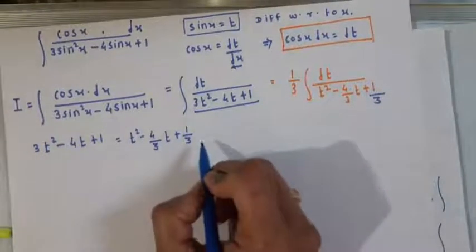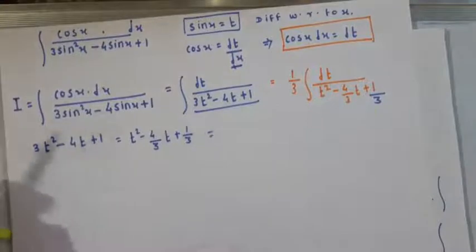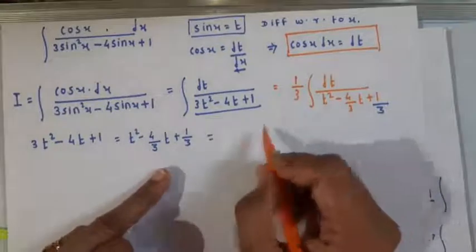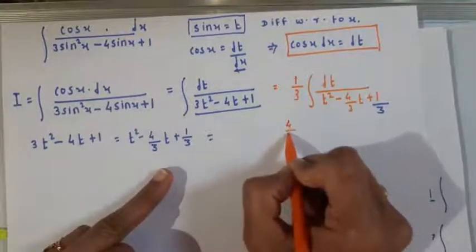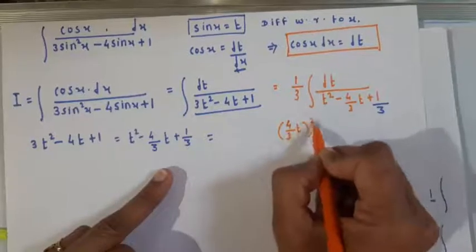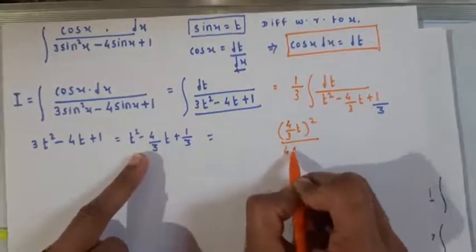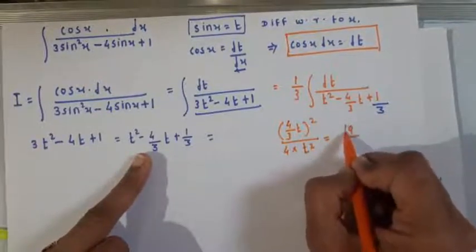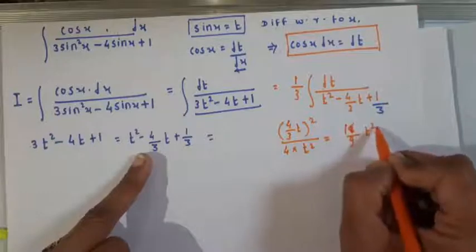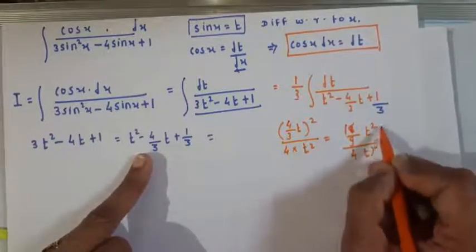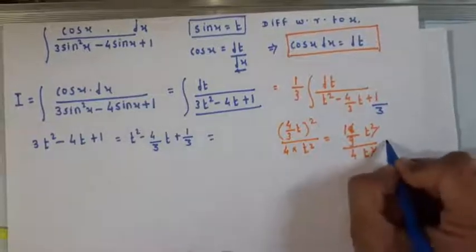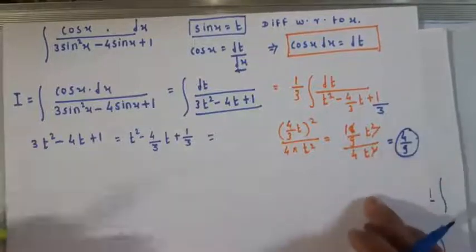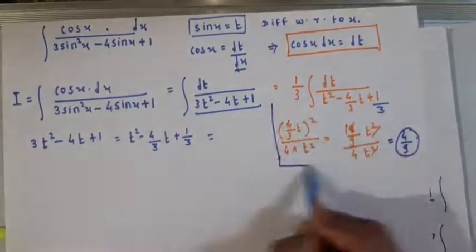Okay, and this is equal to, by completing the square, which term is to be adjusted? That is the middle term formula. The middle term formula is (4 by 3t) whole square upon 4 into the quadratic term, that is t square. That is 16 by 9 t square upon 4t square. That means here we have to adjust the term, that is 4 by 9. That is 4 by 9. Okay, the term we have to adjust here is 4 by 9.